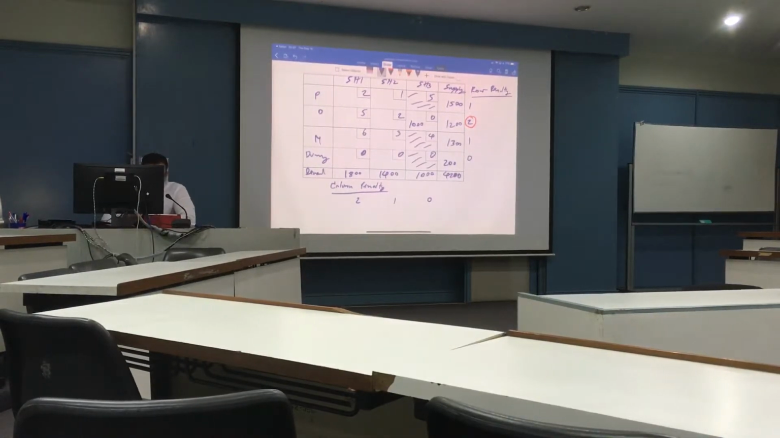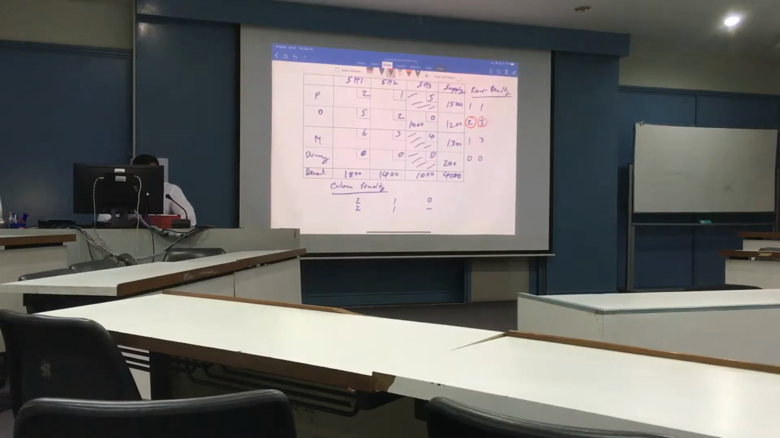For the first row, 1 and 2, difference 1. Second row, 2 and 5, difference 3. Third row, 3 and 6, difference 3. The fourth one, 0, 0, difference 0. First column, 0 and 2, difference 2. Second column, 0 and 1, difference 1. The third column, we don't have it, we finish. So the highest penalty value in this case is 3. Let's say that I still choose the second row. You can choose the third row too.